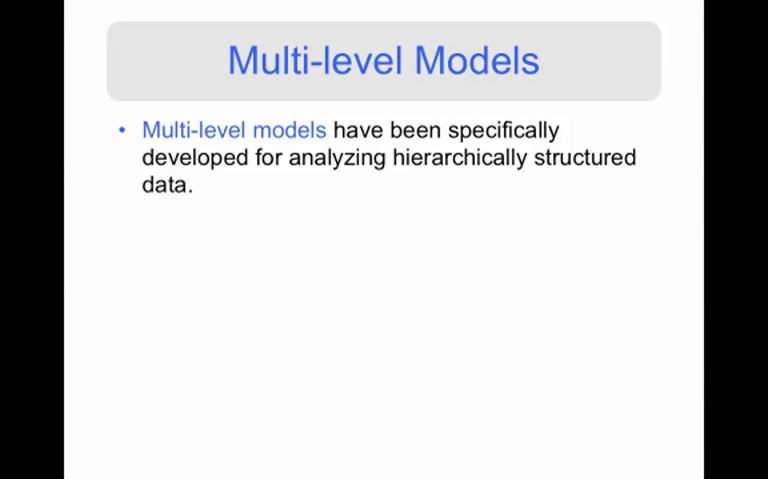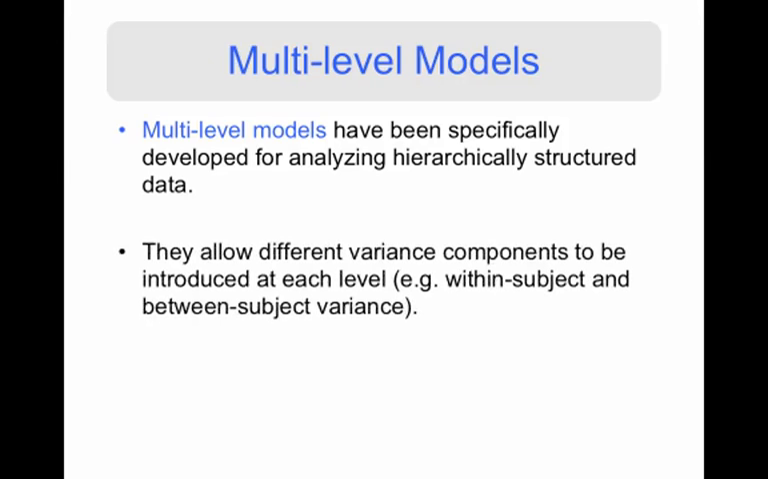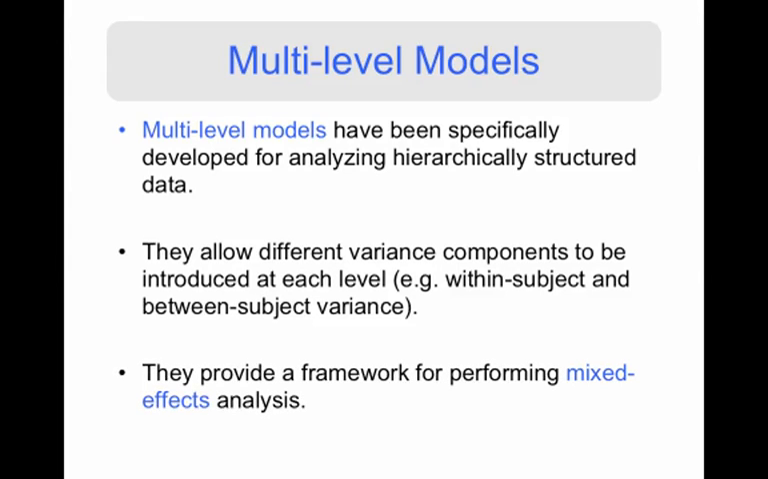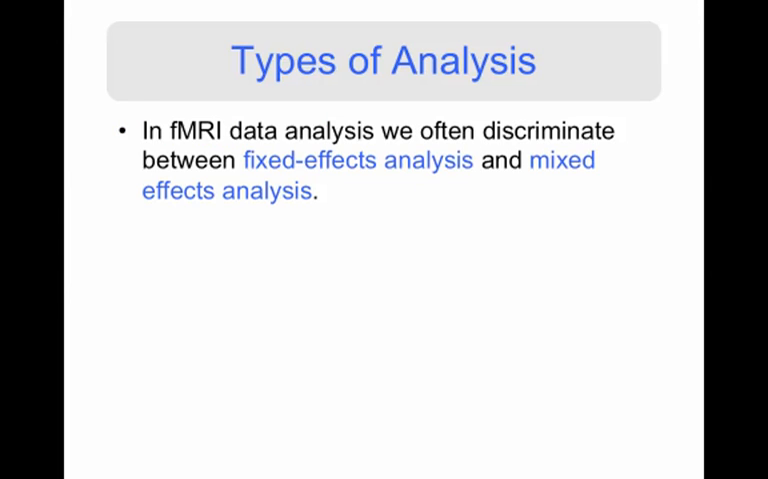Multi-level models have been specifically developed for analyzing this type of hierarchically structured data. These types of models allow different variance components to be introduced at each level. So we have within subject variance and between subject variance if we have a two-level model. These types of models provide a framework for performing what's called mixed effects analysis. So, when you're reading the fMRI literature, you quickly come across two types of analysis when speaking of group analysis. We often discriminate between what's called fixed effects analysis and mixed effects analysis. People sometimes also talk about random effects, but it's become kind of synonymous with mixed effects.